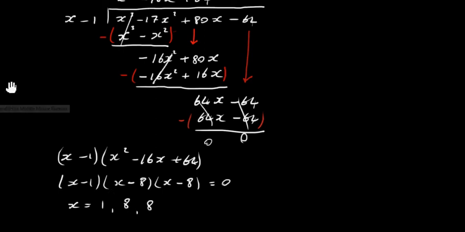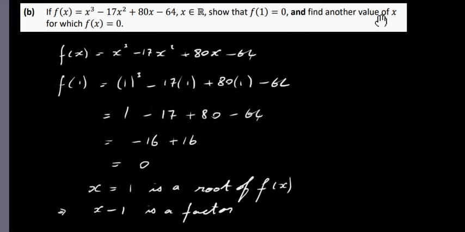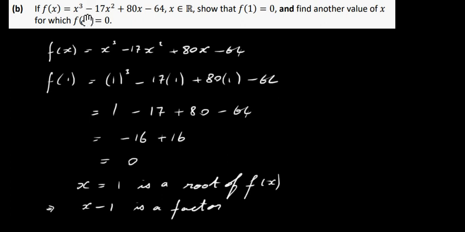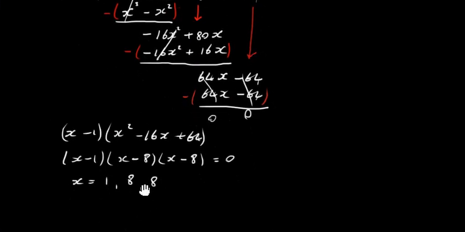So when the question said find the other value of x, despite the fact that this is a cubic function and we should have three roots, the other value, singular, means that we really only got one value here. We got 8, so this is a repeated root.